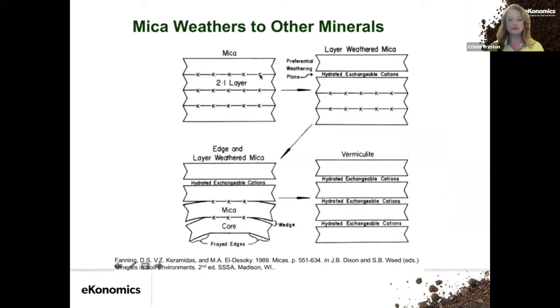Mica weathers to other minerals. So we start out with a 2-to-1 clay, then we have some weathering event over time. Once soils stay wet or have adequate moisture, we tend to see breakdown between those clay layers and can have edge or layer weathering. Mica eventually will end up into vermiculite, and vermiculite clays are known for hydrating and expanding, but then once they dry, collapsing down, and they can trap nutrients like potassium.